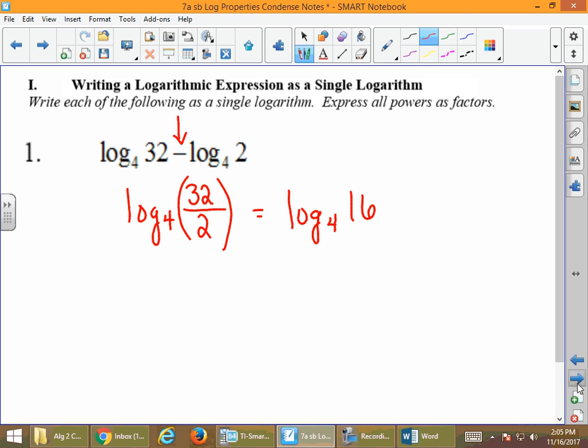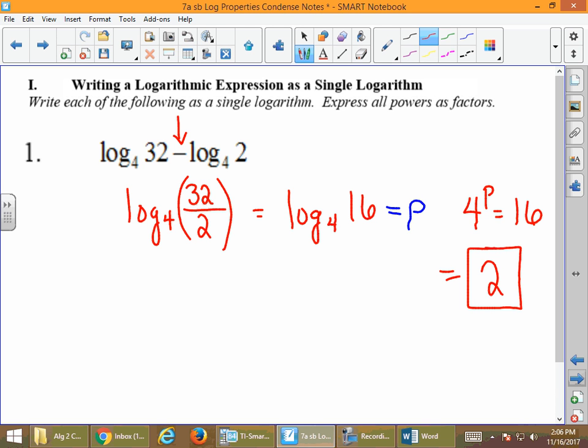And the question now is, can we simplify this any further? If you notice, we've got two parts of a logarithm. We know log base 4 of 16. And since we know two pieces, we can figure out what this value equals by converting it to an exponential. Our exponential is going to be 4 to the p equals 16. Well, 4 to what power equals 16? It's 2. And in this case, our answer, log base 4 of 32 minus log base 4 of 2, is 2.